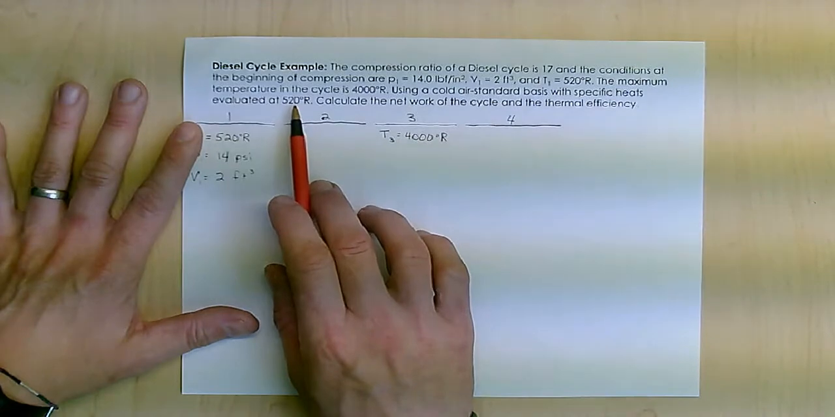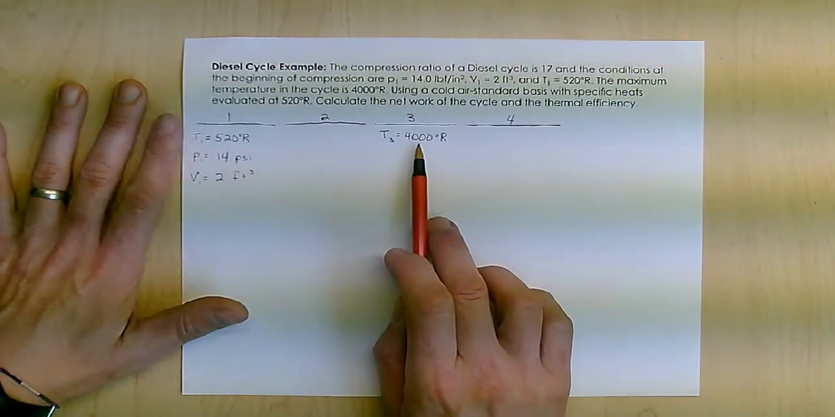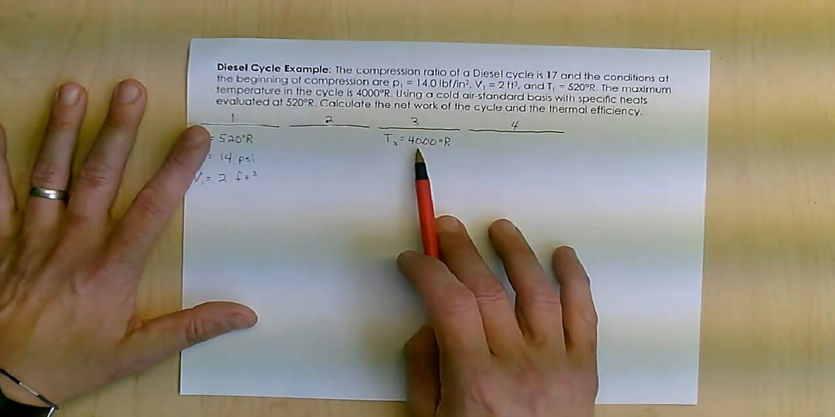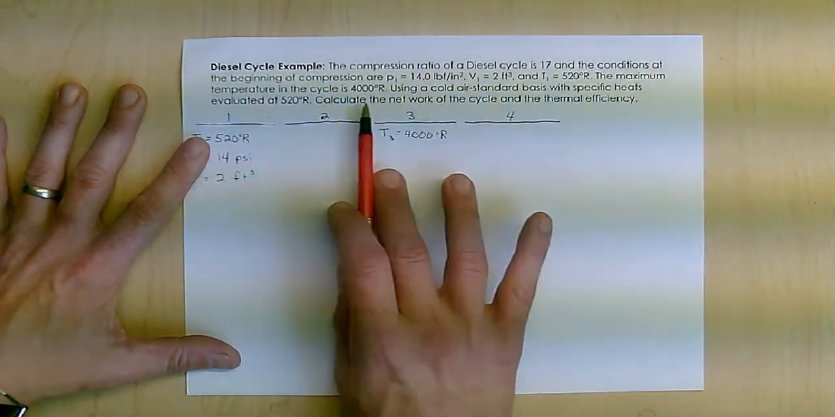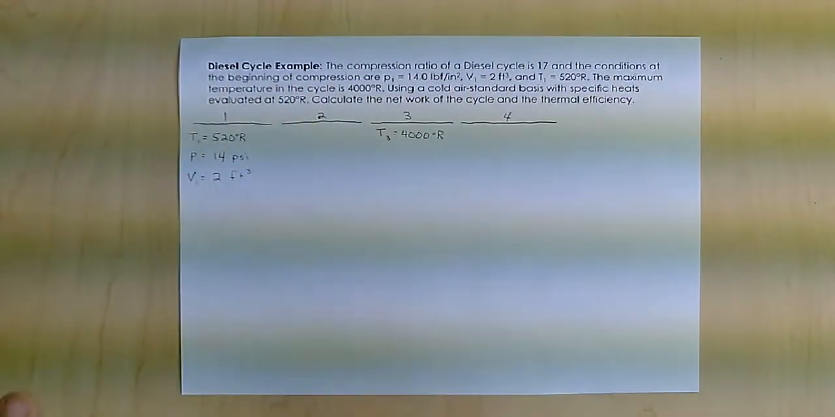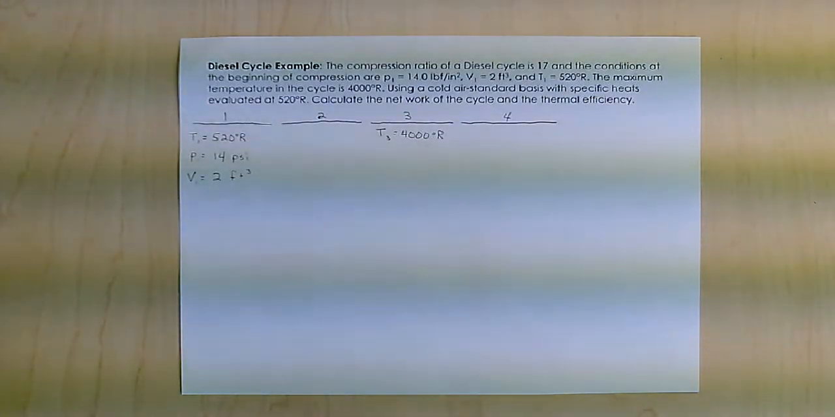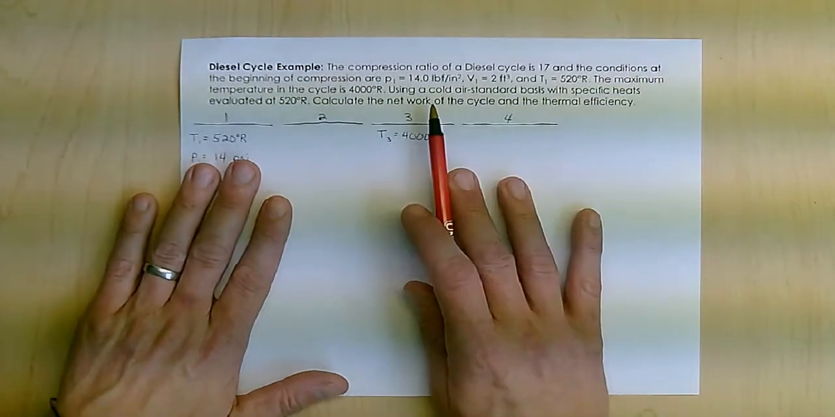at 520, which it is not. It's changing from 520 up to 4,000. Specific heat is not constant, but that's the assumption we're going to make because it says right here. And so I can show you how to do a cold air standard analysis, even though I don't like it.